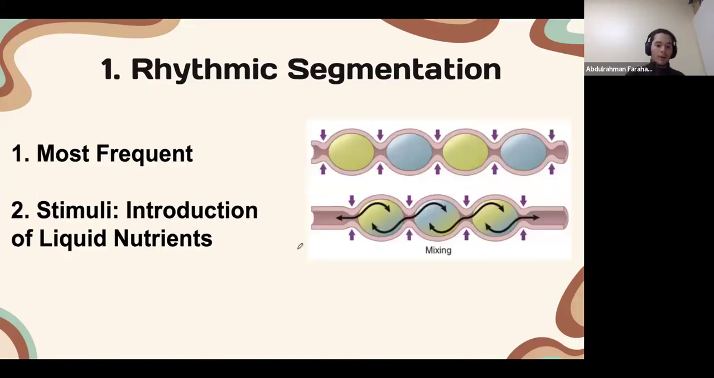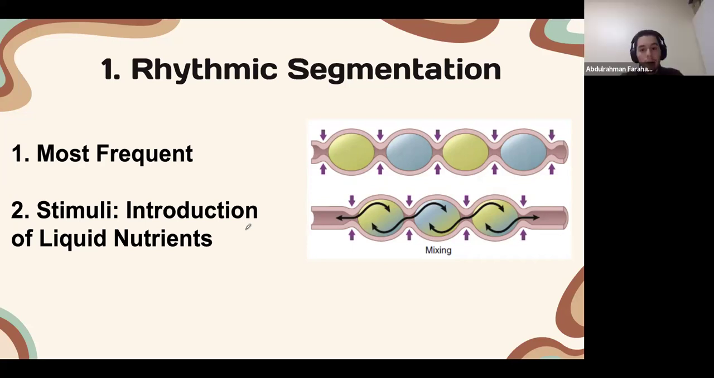So when I tell you rhythmic segmentation phase, the first function that comes to mind would be mixing. Mixing of what? Mixing of the bolus of food with the pancreatic enzymes and the digestive juices secreted. Everything would mix up and it would help in digestion. Now, this is the most frequent motility action happening in the small intestine. And the stimulus for this would be the introduction of liquid nutrients. So once liquid nutrients enter into the small intestine, you'd have activation of the rhythmic segmentation phase, with contraction and mixing up of material. Is the rhythmic segmentation phase done? Clear? Any problems with it? Clear.